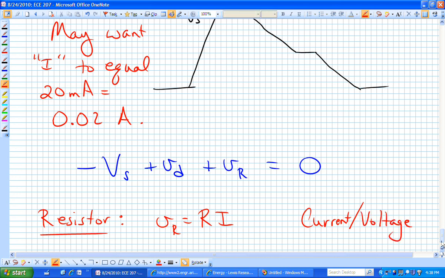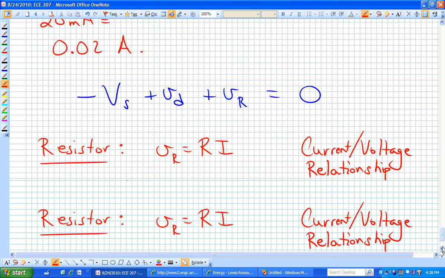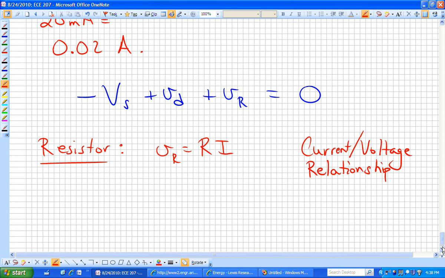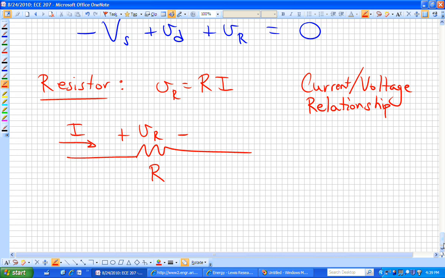That's the current-voltage relationship of a resistor: V is equal to Ri. You need to know that, memorize that. In terms of a circuit, here's our resistor, here's the voltage drop, and here's the current I. It's passive sign convention. Current's going into the positive side of the way that we've labeled that resistor. We now know that we can replace V sub R with R times I.